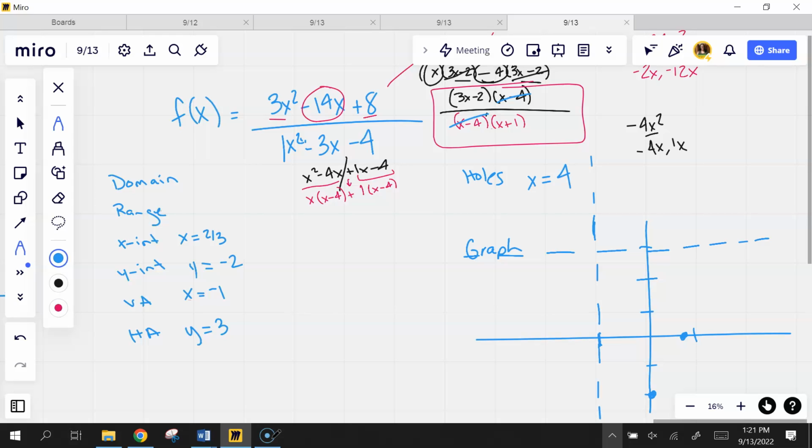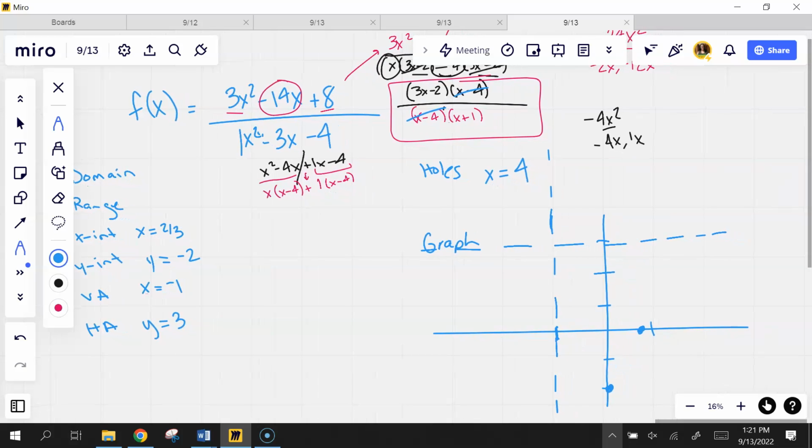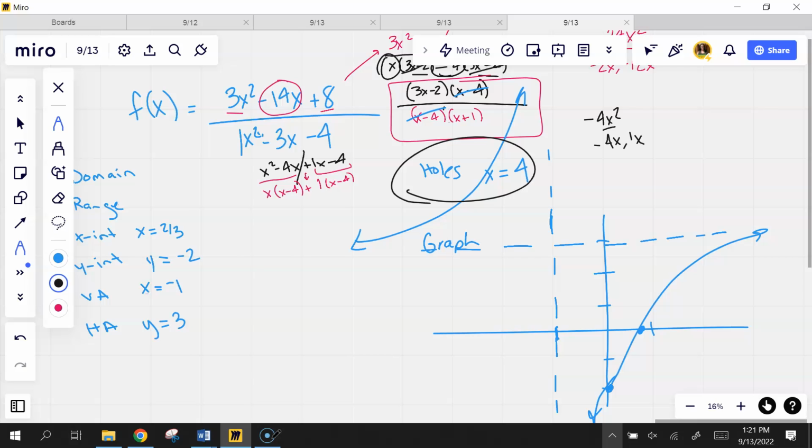I can already tell without doing anything else what this one's going to do. Do you see? What's it going to do? Which means this one over here is going to do the same kind of thing. I need to make sure I put my hole in here, and the hole is happening at 4. So around right here, there's a hole. If you put this on your calculator, it's not going to graph the hole.